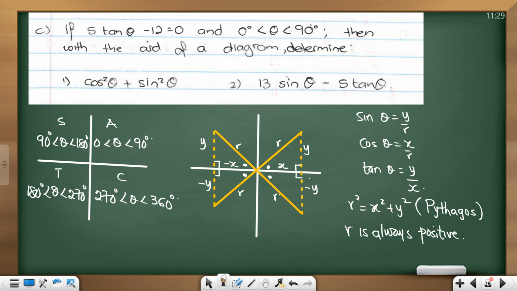So you must know this table. Whatever is on this page, it's a must for you. If you know this, I promise you your trigonometry is sorted. You don't stress anymore. All right, let's look at this question together quickly.